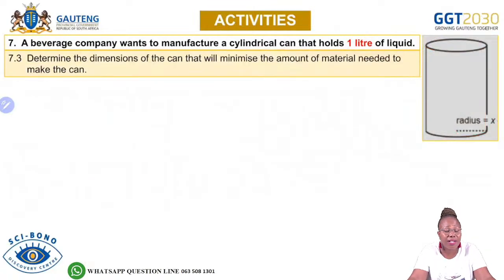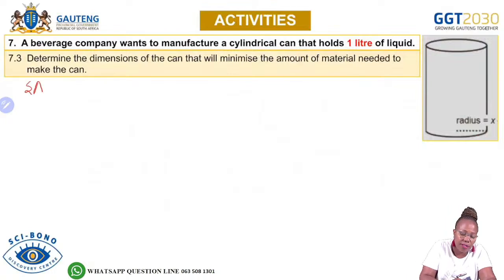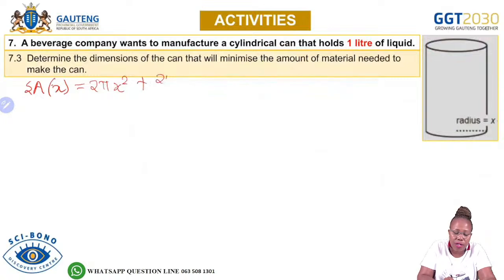Okay. Now 7.3, we are still on the same container with 1 liter of liquid. They say determine the dimensions of the can that will minimize the amount of material needed to make that particular can. If you are minimizing or maximizing, that means you are looking at the derivative of the area. Remember, we have a surface area of this can in terms of x being 2 pi x squared from our previous calculation plus 2000 over x.